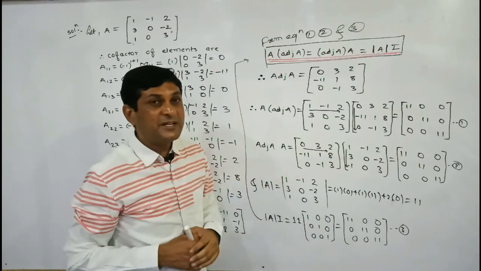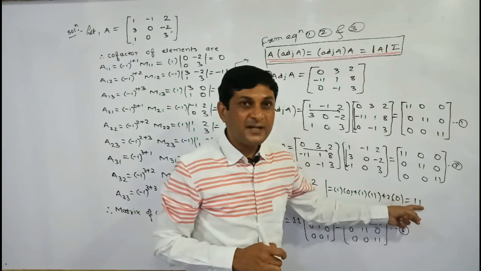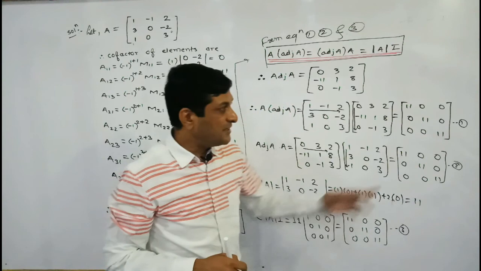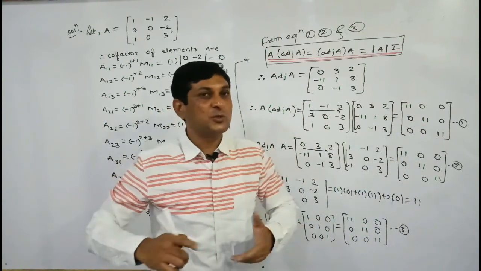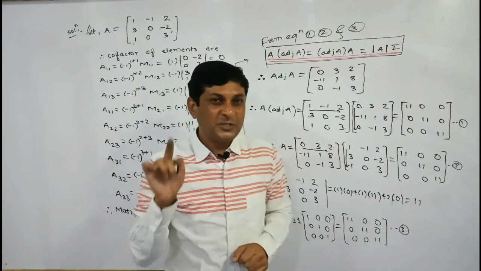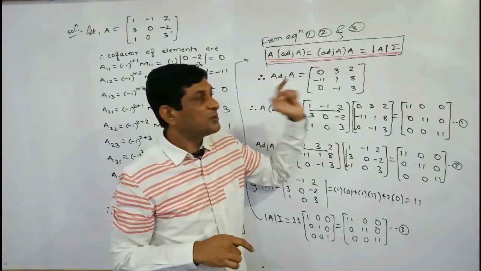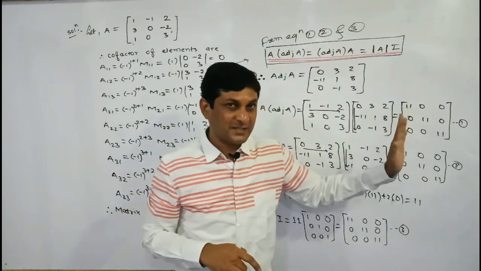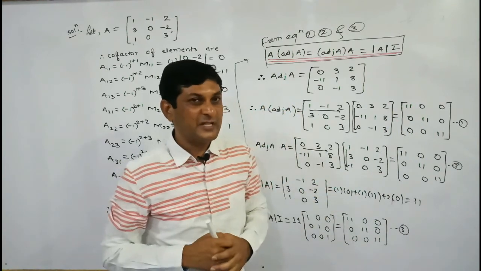And once the value of determinant is known to us, whatever may be the value of determinant will be the diagonal element. And we can observe that both the matrices are what? Scalar matrices. Scalar matrices means non-diagonal elements are 0. Means what important condition we are getting? Multiplication of A into its adjoint or adjoint of A into A is always what? Scalar matrix. Scalar matrix means diagonal elements are constant and non-diagonal elements are 0.